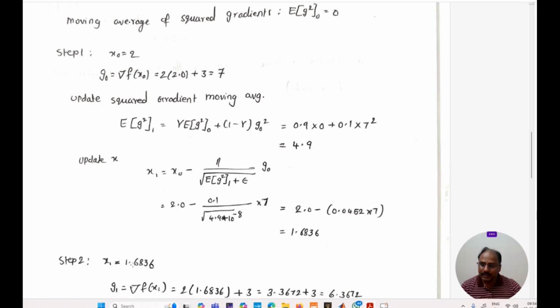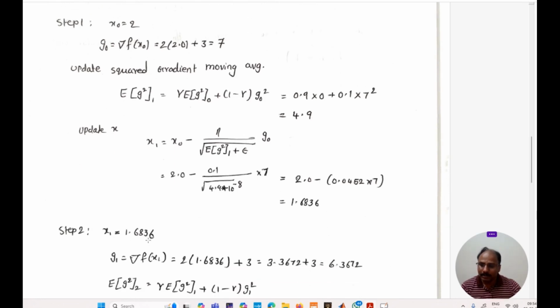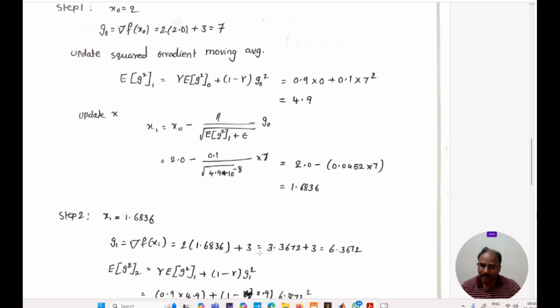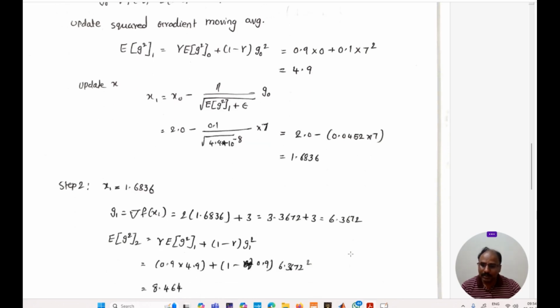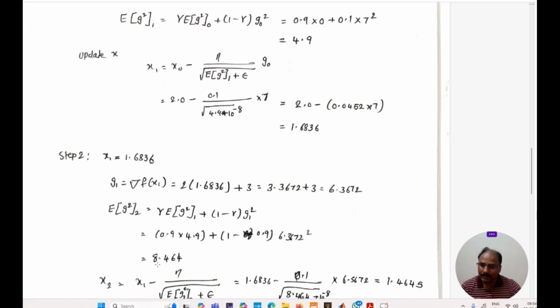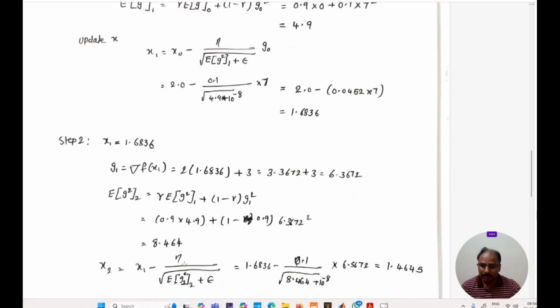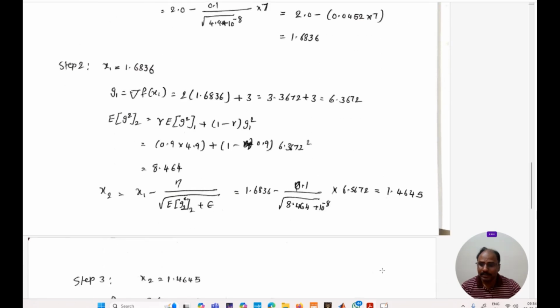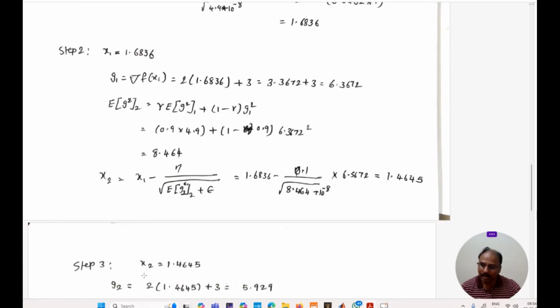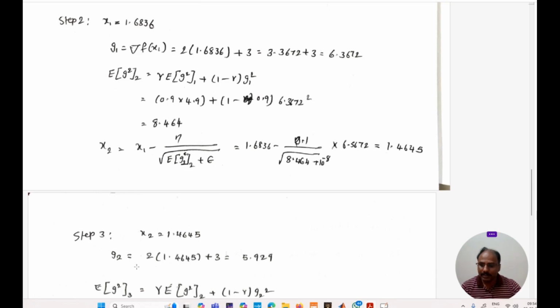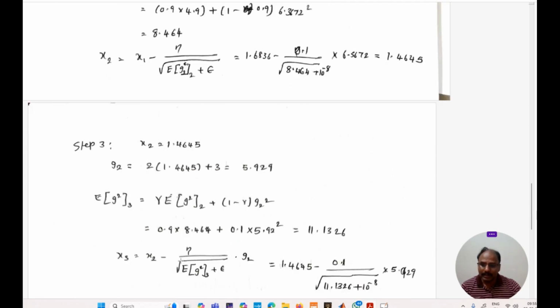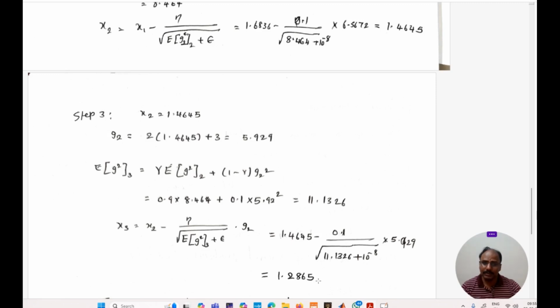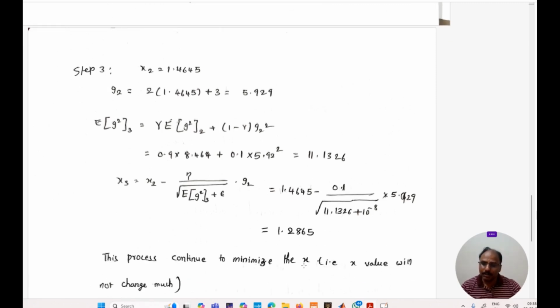Now in iteration number 2, that is step number 2, the x1 value now becomes 1.6836. I am substituting over here, I am getting 6.3672. The same procedure I am repeating. After repeating this, 8.464, then substituting in the new x value, then you are getting 1.464. And this 1.464 I am taking in the third step, that is the third iteration. The same procedure we are continuing, and finally we are getting 1.2865. So like this the process continues to minimize the value. Okay, x value where it can minimize.